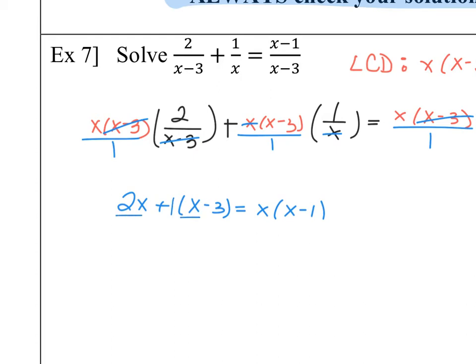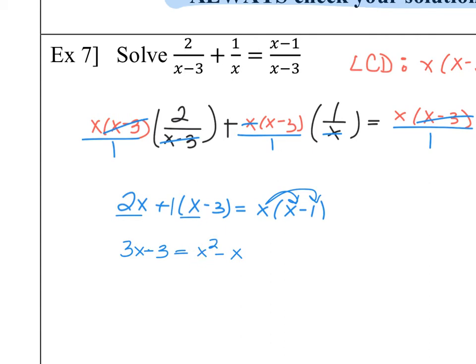So 2x plus an x makes 3x minus 3. I'm going to have to distribute this x out. X times x makes x squared minus an x. Okay, now again, I have an x squared. I'm not going to be able to get rid of it. We need to keep this x squared positive in order to factor.